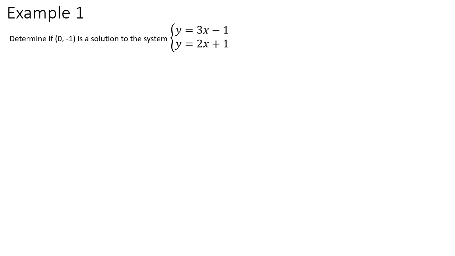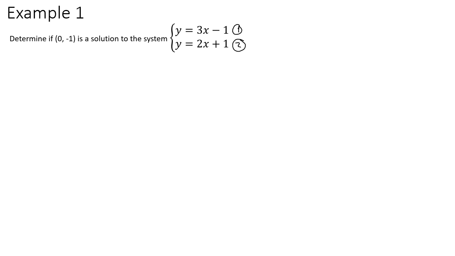So just for bookkeeping, I'm going to label that first equation, y equals 3x minus 1, number 1, and I'll label the second equation, y equals 2x plus 1, number 2. So we want to determine if the ordered pair (0, -1) is a solution to that system.